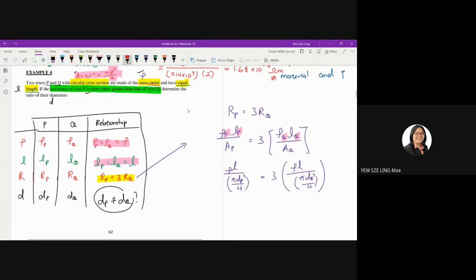Next step, now I want to simplify it even more. How? Let's look at the equations. I have rho on both sides, so I can cancel it out.